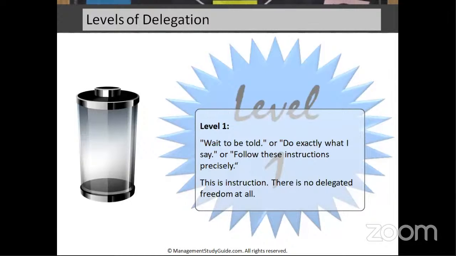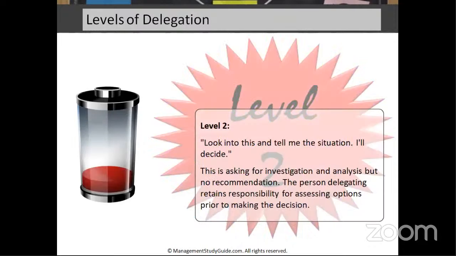Level 1: wait to be told, or do exactly what I say, or follow these instructions precisely. This is instruction. There is no delegated freedom at all. In level 2: look into this and tell me the situation. I will decide. This is asking for investigation and analysis, but no recommendation. The person delegating retains responsibility for assessing options prior to making the decision.